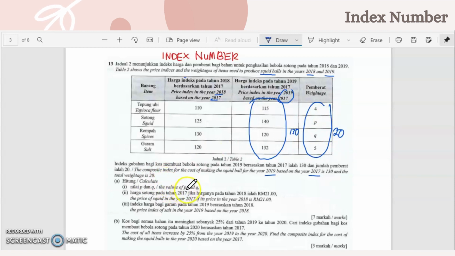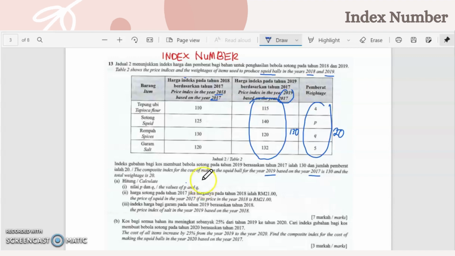Okay, so when we want to solve two unknowns, which are unknown P and unknown Q, it means that we have to form at least two equations. Two equations with these two unknowns. When we have two equations, we complete it by solving the simultaneous equations. So with solving the simultaneous equations, we will get the value of P and Q.